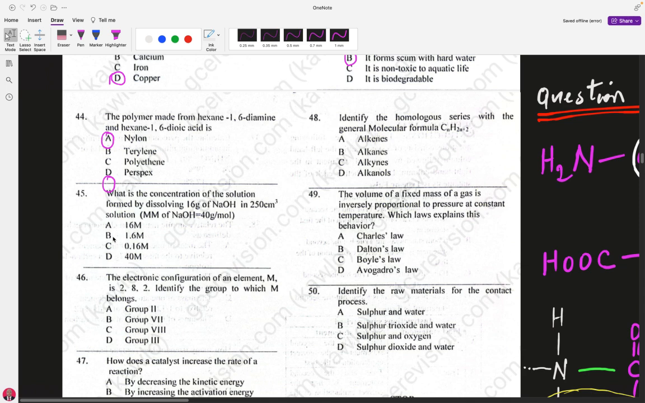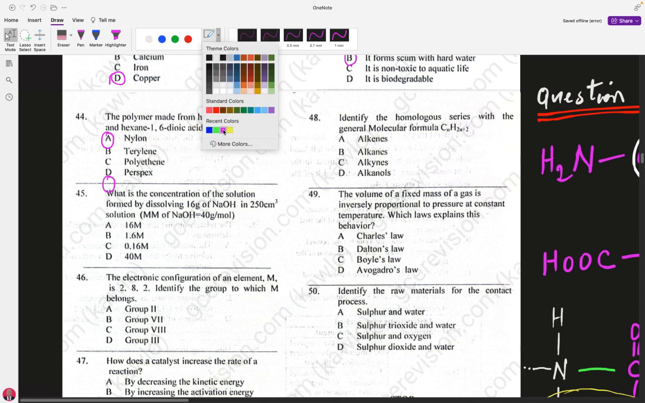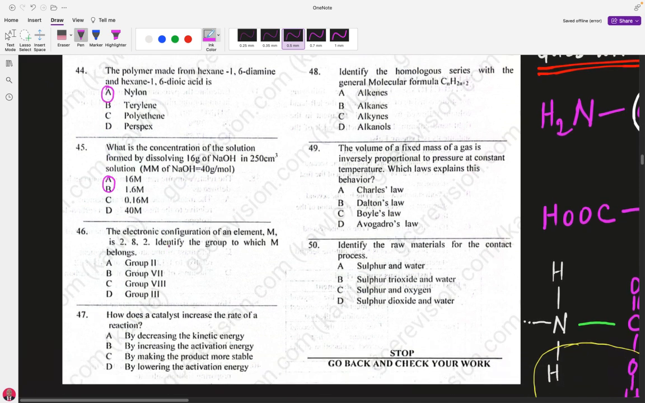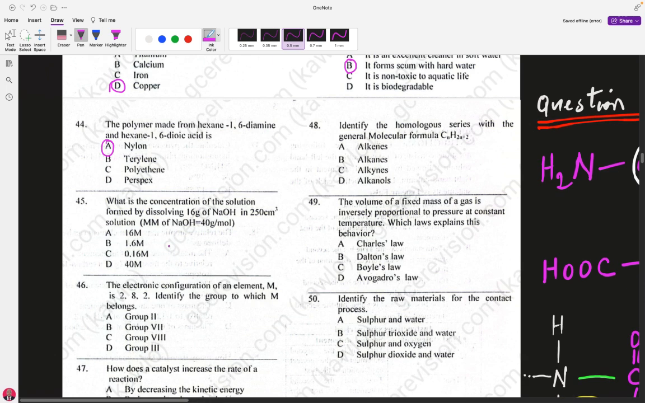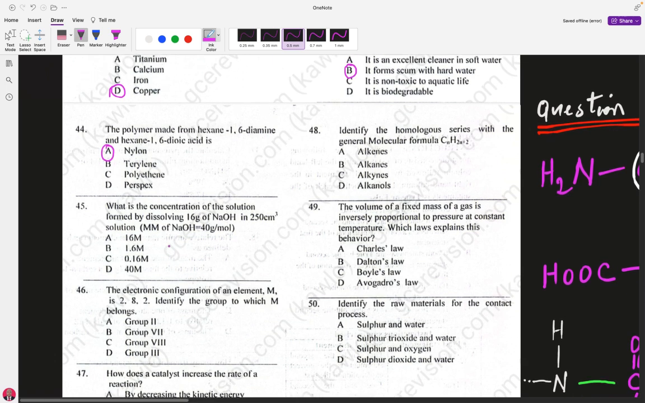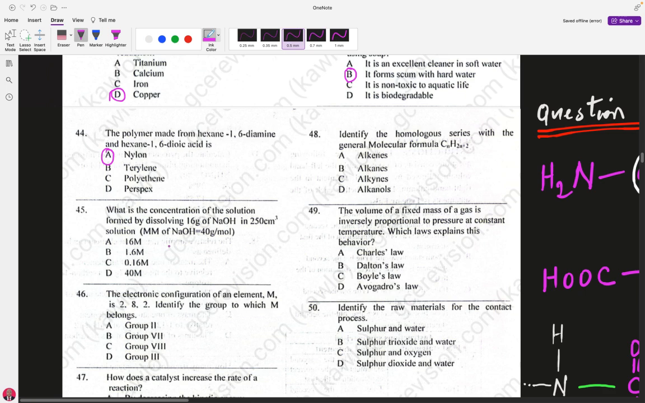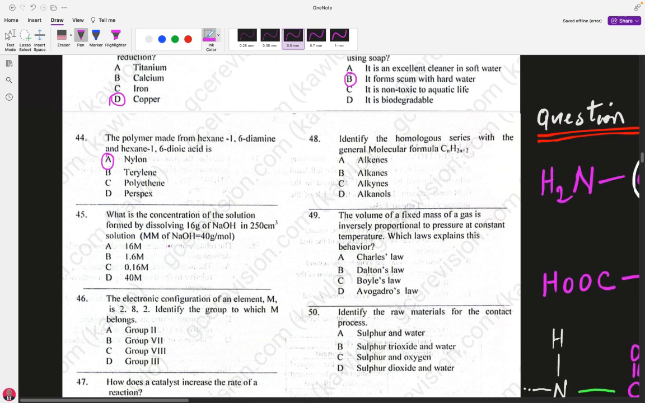Okay. On question number 45, question 45 here, we have: what is the concentration of the solution formed by dissolving 6 grams of sodium hydroxide in 250 cm cube, or cubic centimeters, of solution?